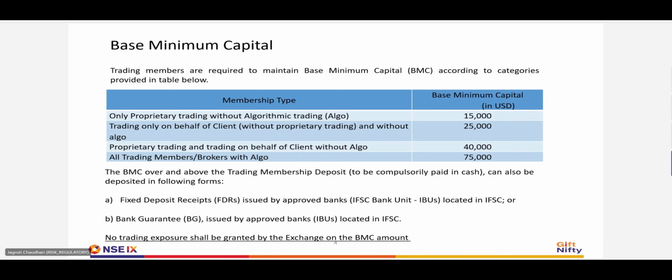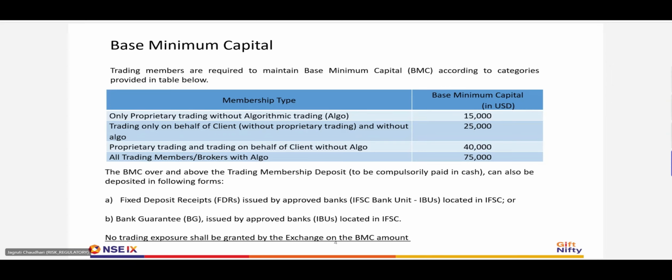Now coming to the next point, that is base minimum capital. A trading member or broker has to maintain base minimum capital according to the category of the membership. For all broker-dealers who are doing prop trading with no algo, the BMC requirement is 15,000 USD. Since your exchange deposit itself is 15,000 USD, it will get settled from the BMC.